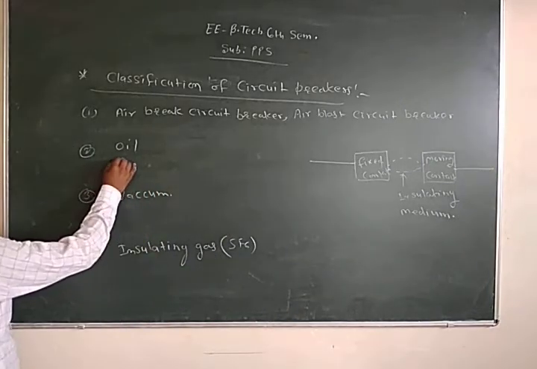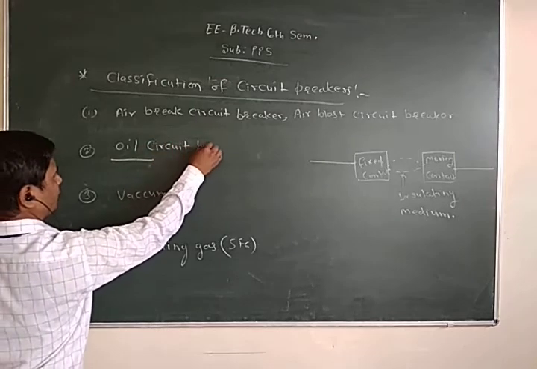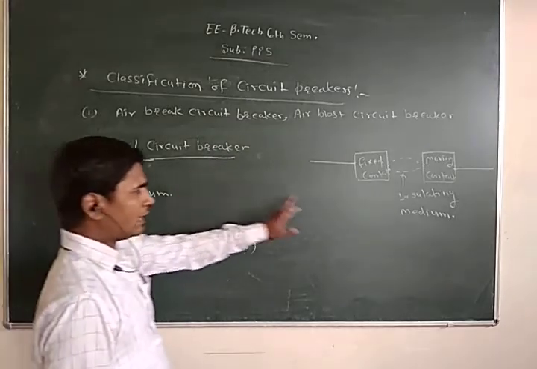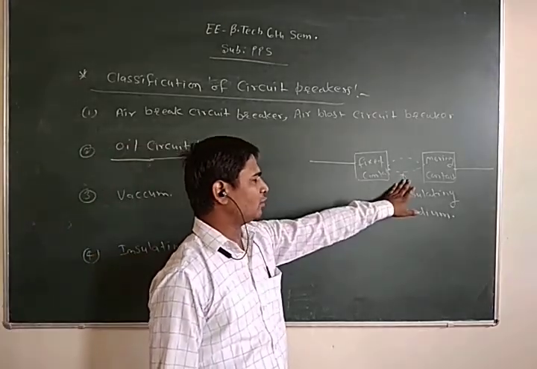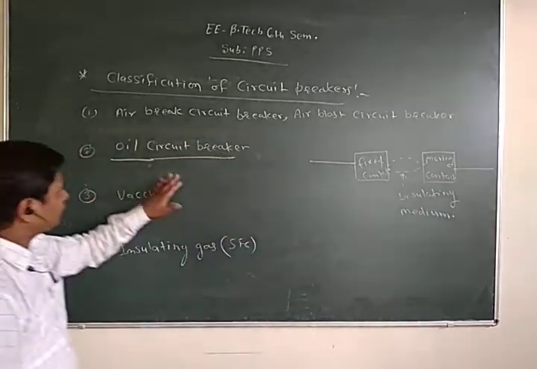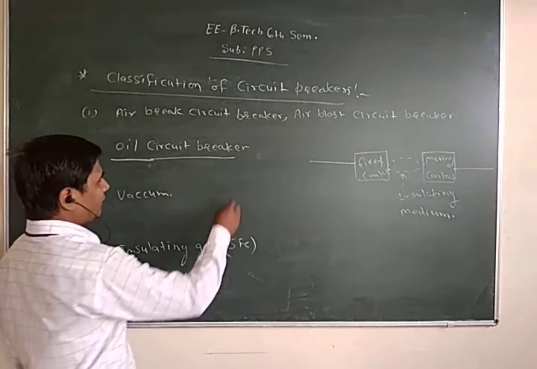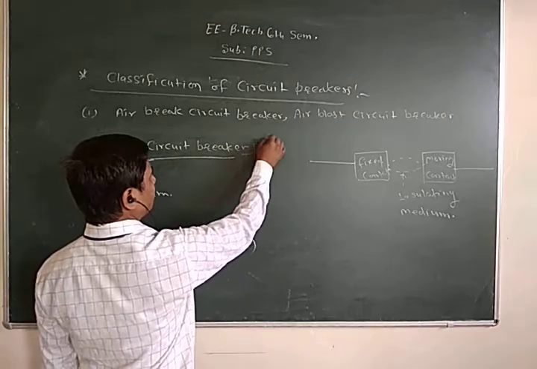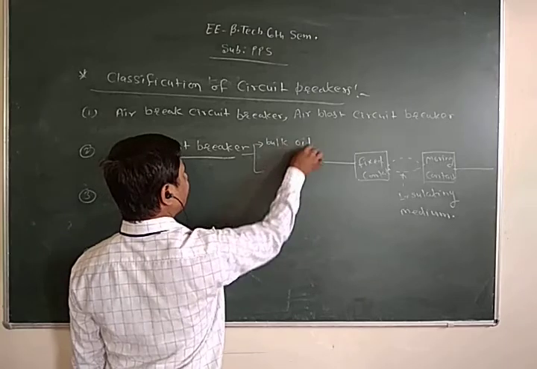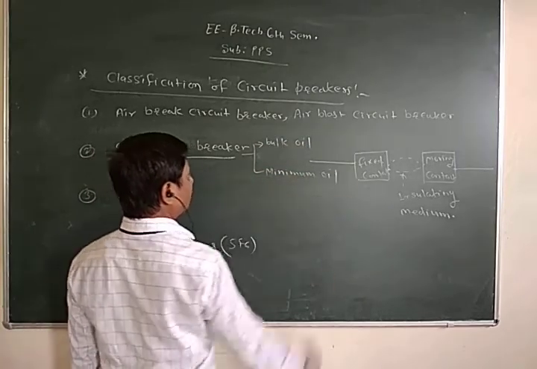Next is the oil circuit breaker. If we use oil as an insulating medium in between the contacts of the circuit breaker to avoid the arcing problem, this type of circuit breaker is known as an oil circuit breaker. These oil circuit breakers are of two types. One is bulk oil and the other is minimum oil circuit breakers.